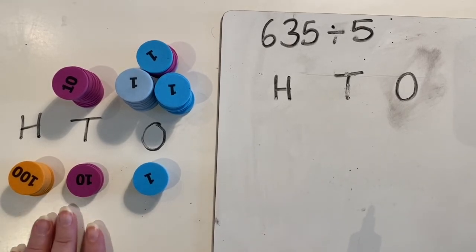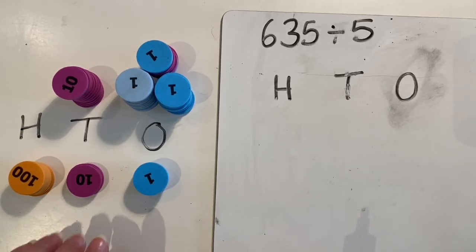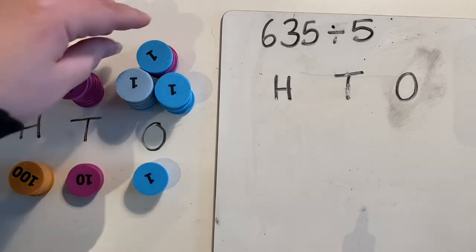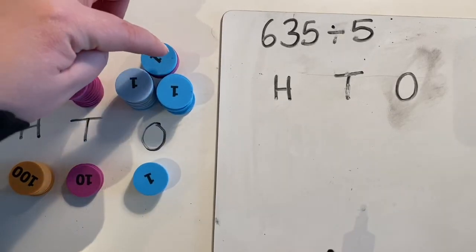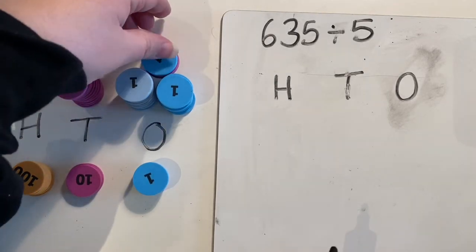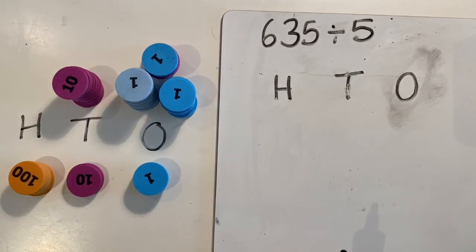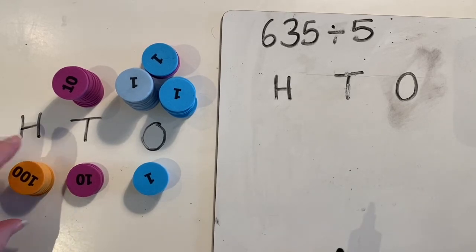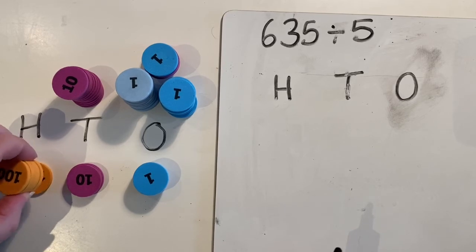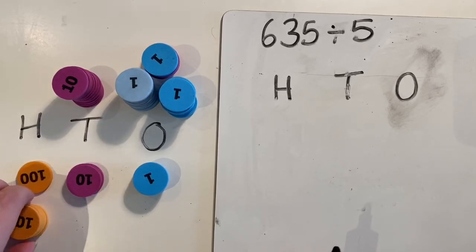So here I've got 635 and I'm dividing this by 5. Now, just to say, I ran out of ones counters. I didn't bring enough with me. So I want you to pretend that this whole pile is ones. I've got some other ones that aren't ones hidden in there, but I want you to imagine they're all ones. So I'm going to start on the left, as I said, and each of these is going to be divided by 5. So I want to see how many groups of 5 I can make out of my hundreds.